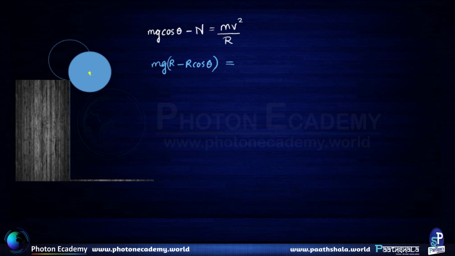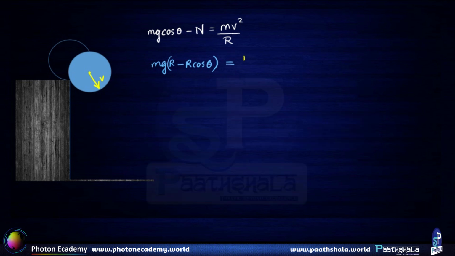So the center of mass is currently moving with a velocity v. So there will be kinetic energy associated with the center of mass, that will be half m v_cm squared, where v_cm is the velocity of the center of mass. This is the translational kinetic energy.